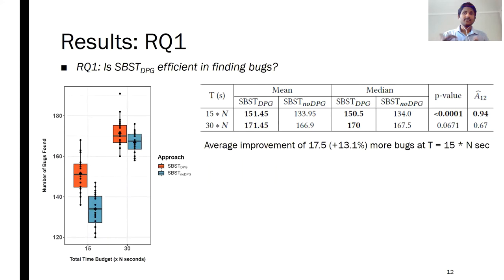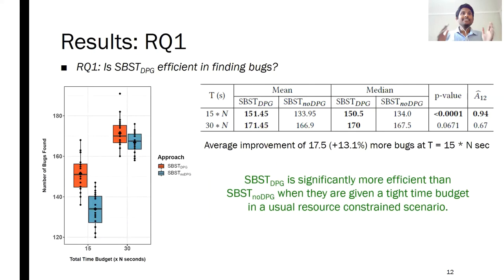We can see that at 15 seconds per class time budget, our approach finds on average 17.5 more bugs than the baseline with a p-value less than 0.0001 and effect size of 0.94. Therefore, we can say SBST DPG is significantly more efficient than SBST no DPG when they are given a tight time budget in a usual resource constrained scenario.